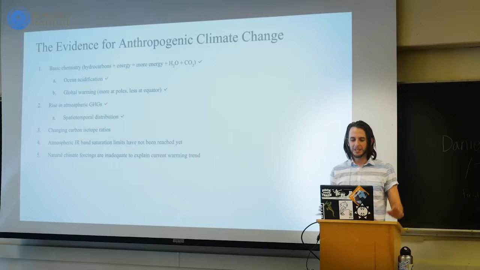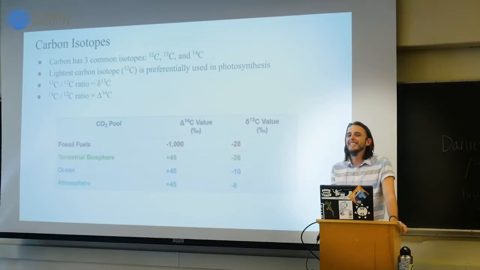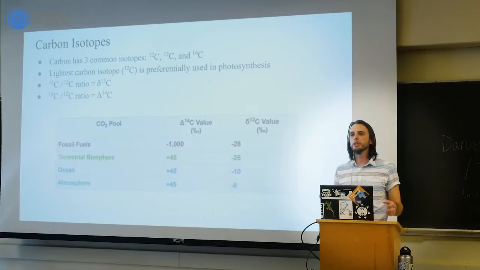Point three, changing carbon isotopes. So it's probably been a little while since you last learned about isotopes, but does anyone know what an isotope is? Yes, exactly. It's an element that has varying amounts of neutrons in its nucleus. What determines an element is the number of protons in the nucleus, but it can have different amounts of neutrons. So carbon has three common types of isotopes.